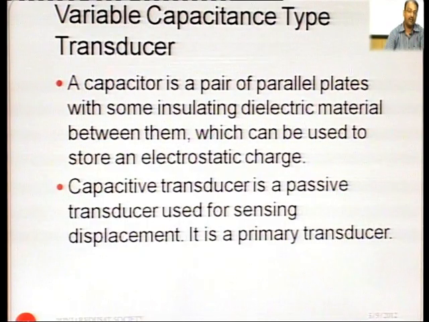Then the second category is the variable capacitance type of transducer. A capacitor is a pair of parallel plates with some insulating dielectric material between them, which can be used to store an electrostatic charge. So, in a capacitor there are two parallel plates having some insulating dielectric material between them, and it is used to store the electrostatic charge.